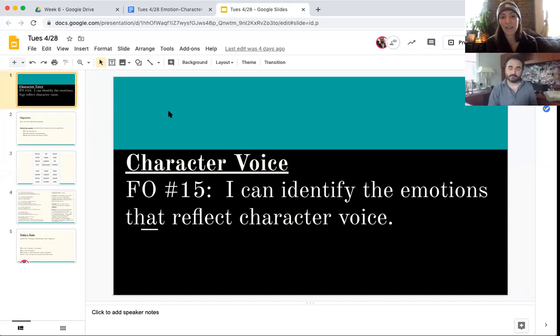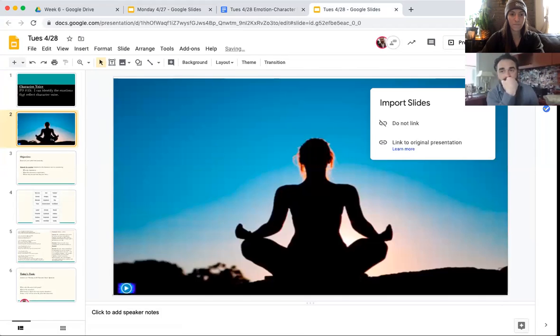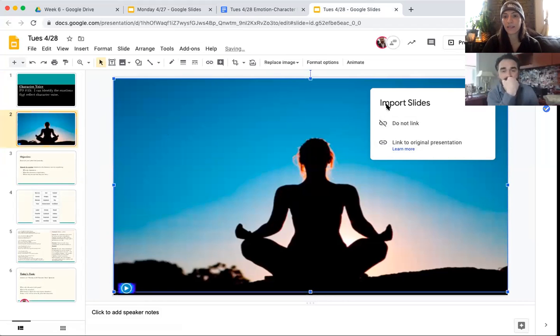Okay, so today we're working on character voice. I can identify the emotions that reflect character voice. After we take our mindful minute as a group, we'll jump into today's objective. But if you're joining us in your own independent time, please take a second at some point today to breathe, focus yourself, ground yourself, take a few deep breaths, and then begin the work when you are in space to start.